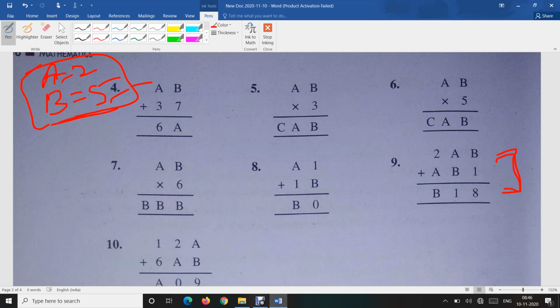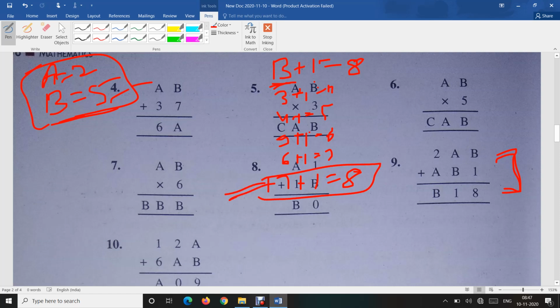So let us try for that. We should have b plus 1 is equal to 8. How do we get it? If we put 1, then 1 plus 1 is 2. If we put 2 at the place of b, then 2 plus 1 is 3. 3 plus 1, 4. 4 plus 1, 5. 5 plus 1, 6. 6 plus 1, 7. If 7 plus 1 is equal to 8, then this condition can be satisfied. 7 plus 1 is equal to 8. Okay, so let us try for 7.